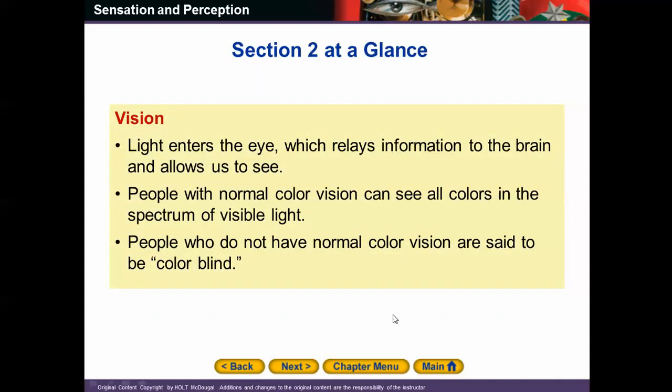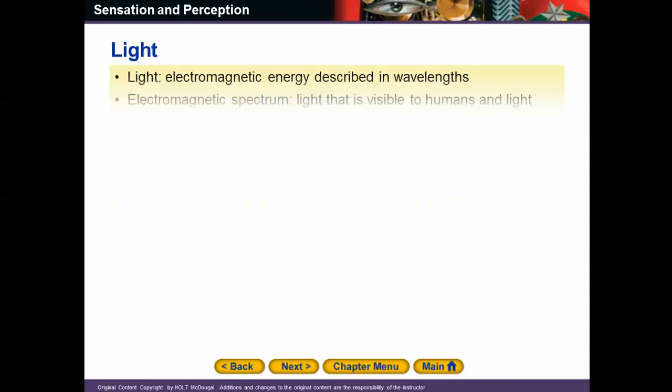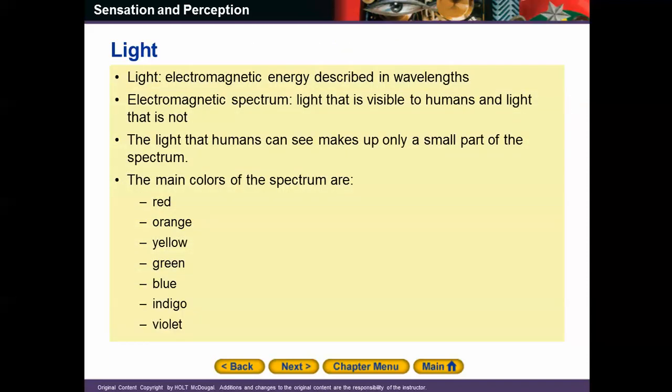So let's talk a little bit about vision. When light enters the eye, it relays information to the brain and allows us to see. And again, people with normal color vision can see all colors in the spectrum of visible light, and people who do not have normal color vision are said to be colorblind. But that's not really what they are. They're just missing the rods and cones that would allow them to see certain colors.